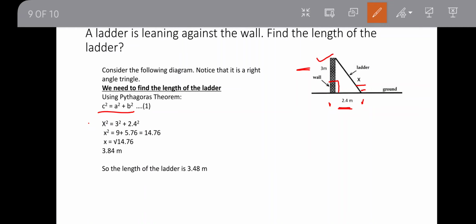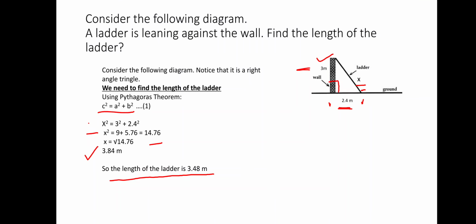Okay, so x square is equal to 3 square plus 2.4 square, which is equal to 9 plus 5.76, and it gives us 14.76. Finding x, we take the square root of 14.76, which comes out to be 3.84 meters. So the length of the ladder is 3.84 meters. That is how we can find the length of a ladder. It is a real life application of Pythagoras theorem, one of the applications.